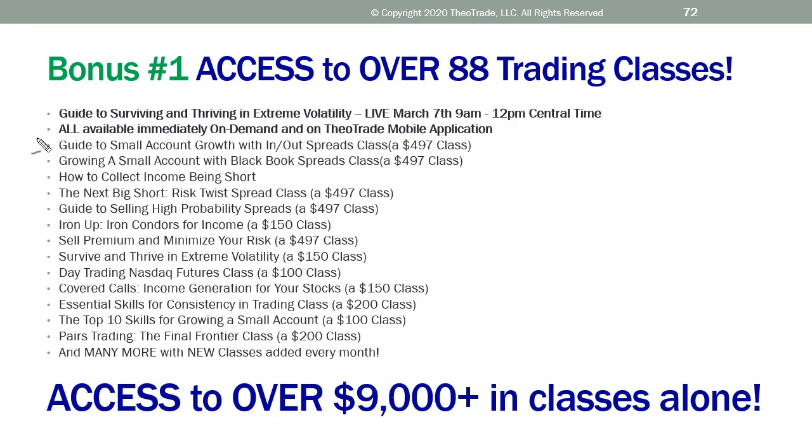They're ready to go. Guide to small account with in-out spreads. Black book spreads, this is a brand new class. How to collect income being short. The next big spread, this is actually a risk twist class. Guide to selling high probability spreads. Iron condor, selling premium, minimizing risk, survive and thrive in extreme volatility. Day trading, covered calls. Top 10 skills for consistency in trading, pairs trading. It just goes on. There are 88 different classes.